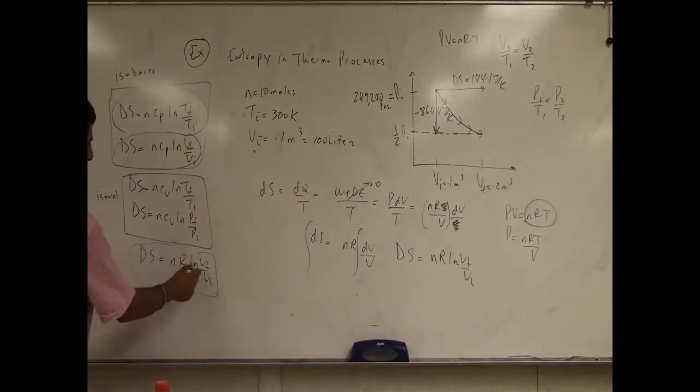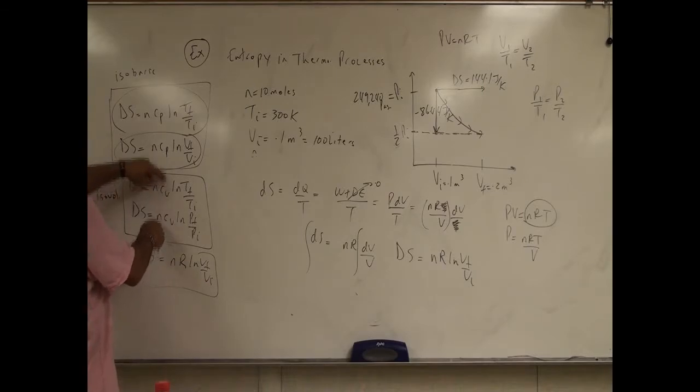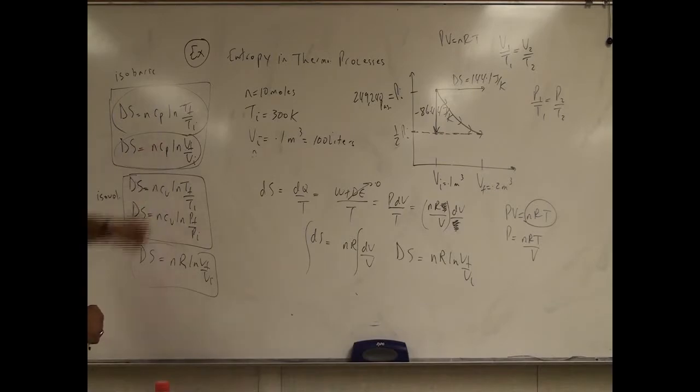So then you have here nR ln. So this is the smallest change in entropy. Isovolumic is the middle. Isobaric is the most. Okay. Now why is isovolumic less than isobaric?